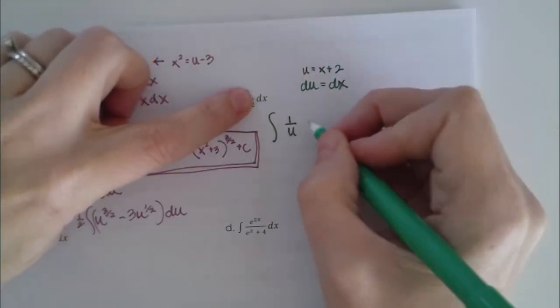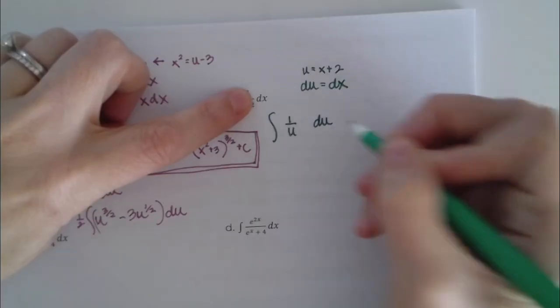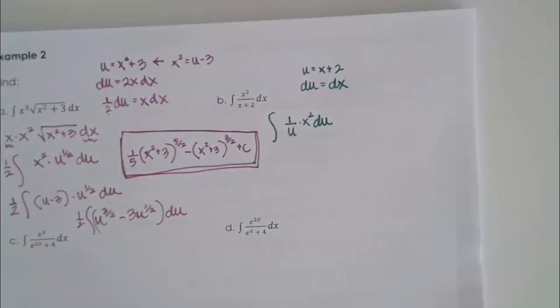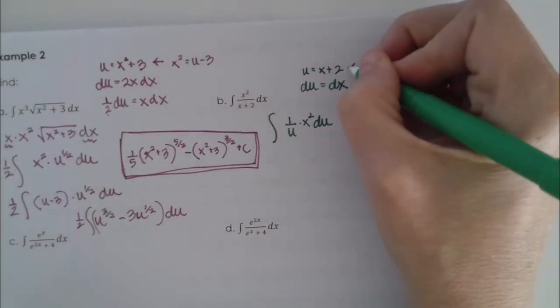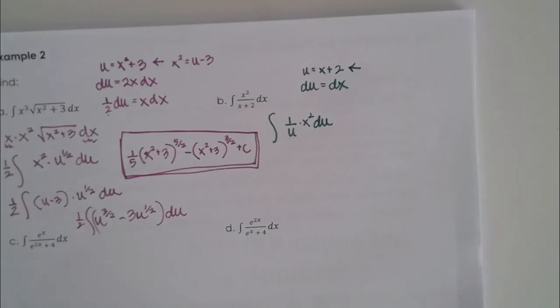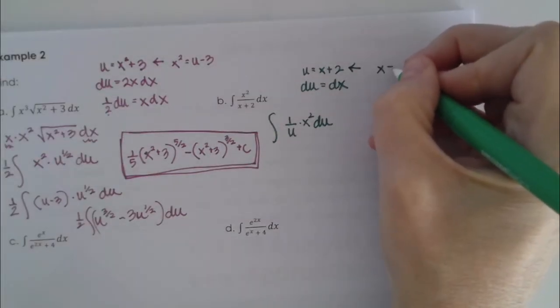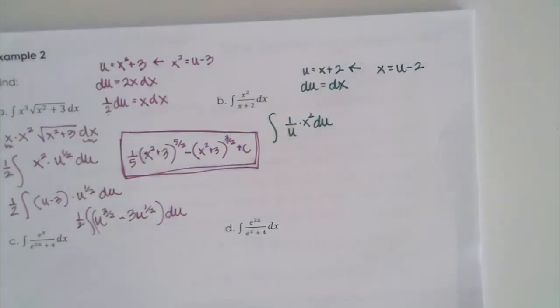My dx is replaced with that du, but notice I still have this x squared hanging out over here. I don't want the x squared, so we have to think, how can I get rid of that x squared? Because it didn't go away on its own. So we come back over here and ask, can I get x in terms of u? Well, I can, so x equals u minus 2.